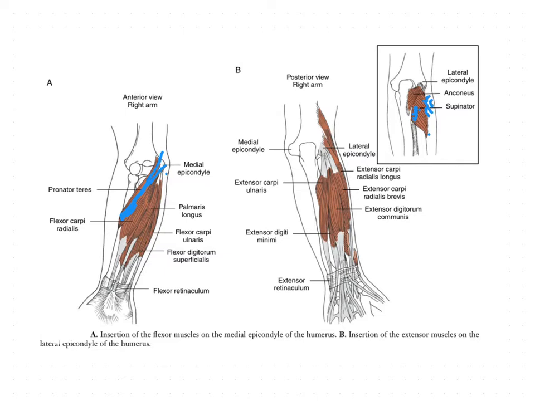Now, these are the origins of the supinator, which is a short broad muscle that arises from the lateral epicondyle. Some fibers arise from the lateral epicondyle, and the radial collateral ligament, that is the ligament of the elbow joint, and the annular ligament, which is surrounding the rim of the head of the radius, and also the lateral aspect of the ulna.